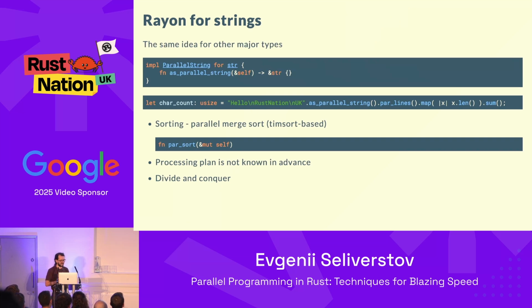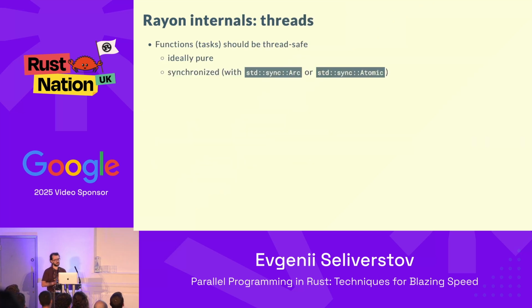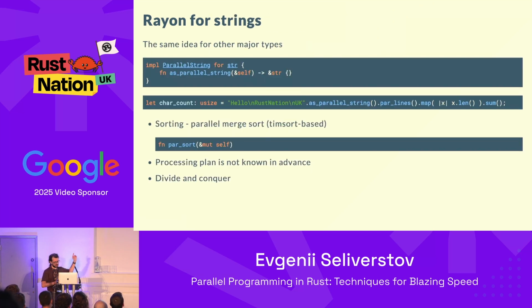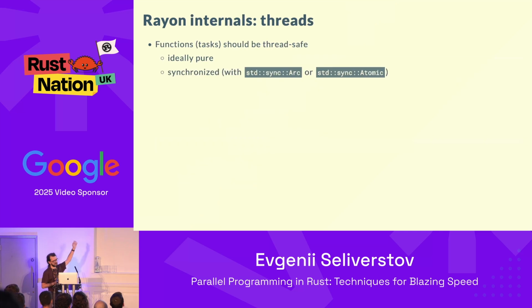And of course, it also has sorting, and the main building block of Rayon is the thread pool. All the functions we see on this slide should ideally be pure, so they don't share state, because we can do that with iterators. Otherwise, why do we use them?